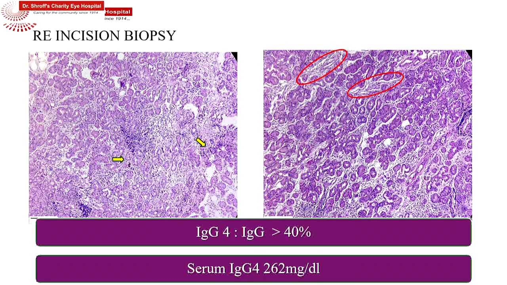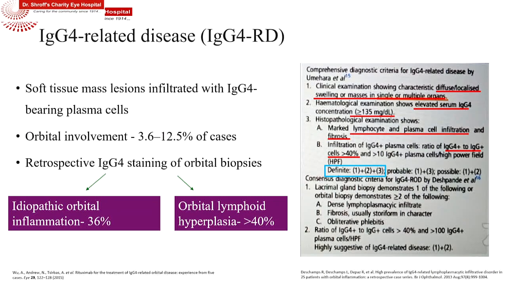It's almost like a mass lesion with a swelling, thickening, or enlargement of the gland. Biopsy shows intertubular fibrosis, a lot of inflammatory infiltrate, and her IgG4 to IgG ratio is more than 40%. Serum IgG4 was increased, so that gives us a diagnosis of IgG4-related disease, which is more recent.